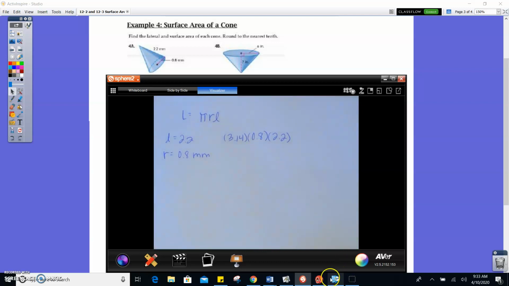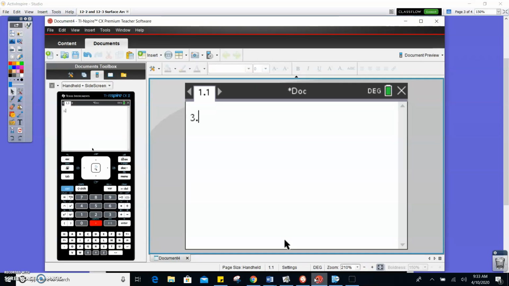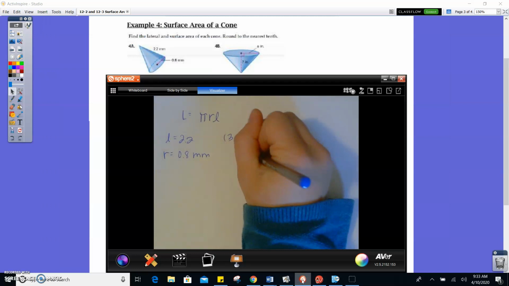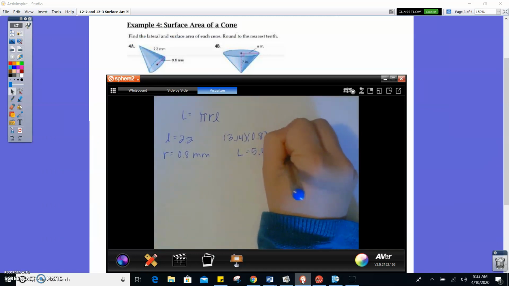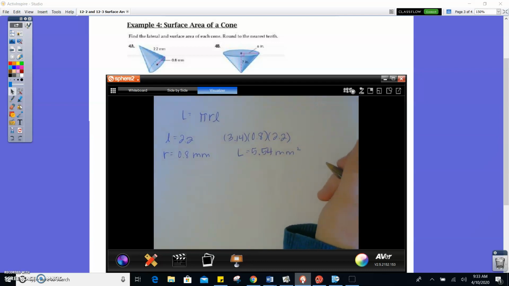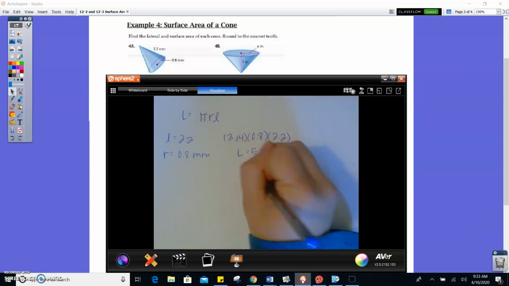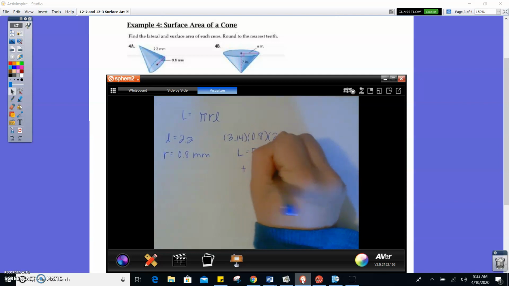So I'm going to come to my calculator, and it's 3.14 multiplied by 0.8 times 2.2. This gives us a lateral of 5.54, and that's millimeters squared. And now to go to total, all I need to do is add in that area of the base, which we know is pi r squared.